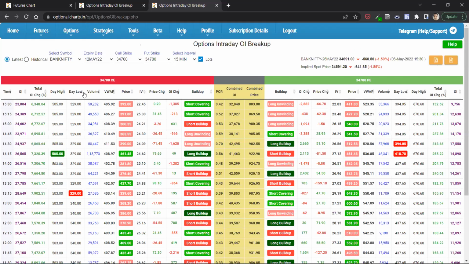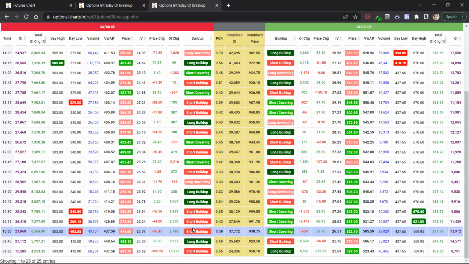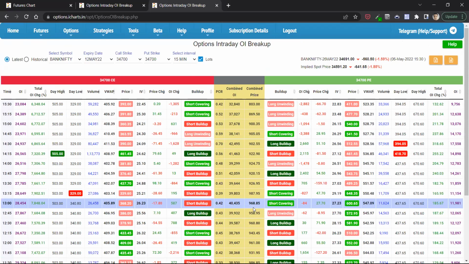Options OI breakup, as I was saying. Shrikant, I have one question. I don't understand this combined OI usage in this particular chart. That's what I was trying to understand. By straddle, we know combined premium and all. How do people use this combined OI and combined price?